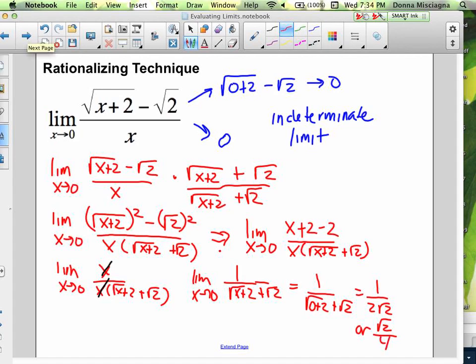I don't care if you rationalize. If it's a multiple choice question and the answers are rationalized, well, you'll have to rationalize it. Otherwise, I don't care. This would be the square root of 2, and then we'd have the square root of 2 times the square root of 2, that's 2, and 2 times 2 is 4. So either is fine, 1 over 2 square roots of 2, or square root of 2 over 4. Either is fine with me.